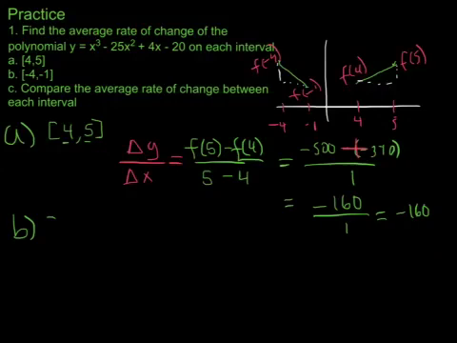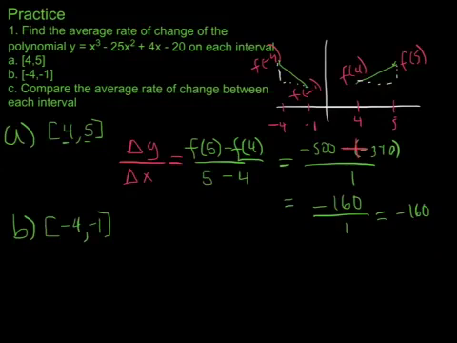So here I'm looking at the interval negative 4 to negative 1. And what I want you to do is pause the video and see if you can set up how you would go about finding the average rate of change between these 2 points. And then when you're ready to go, press play.